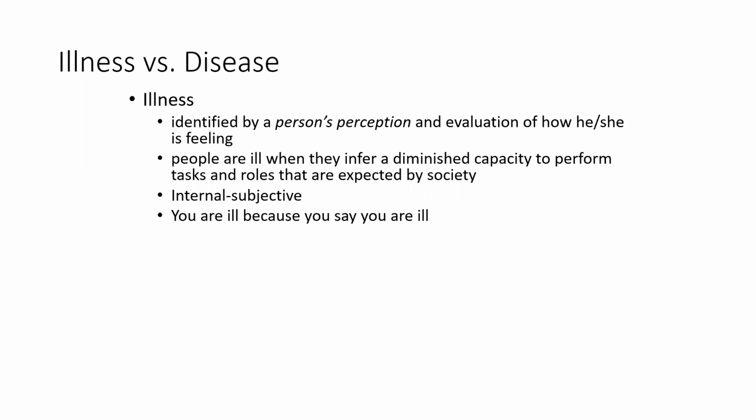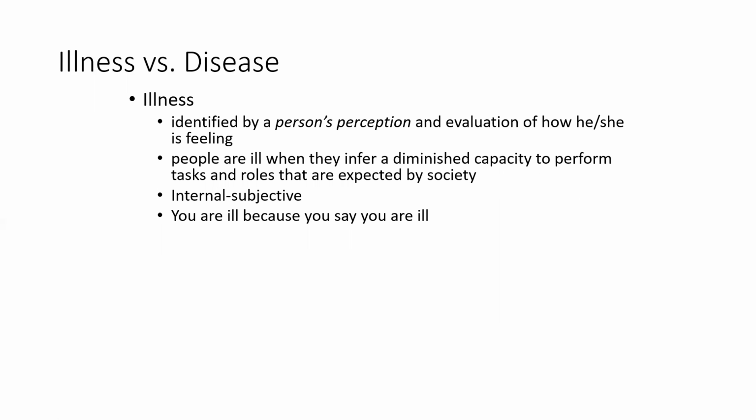And the reason we're going to use this model of differentiating between illness and disease is because it's useful. And we do a lot of that in social science. So when we talk about illness in this class, we'll talk about illness as a feeling that an individual has about their own health, and how we'll define that is when they infer diminished capacity to perform the tasks and roles that are expected by society. So if you wake up in the morning and you say, I can't go to work, that would be a diminished capacity to perform tasks and roles, right? I can't go to work because of something I'm feeling, right?